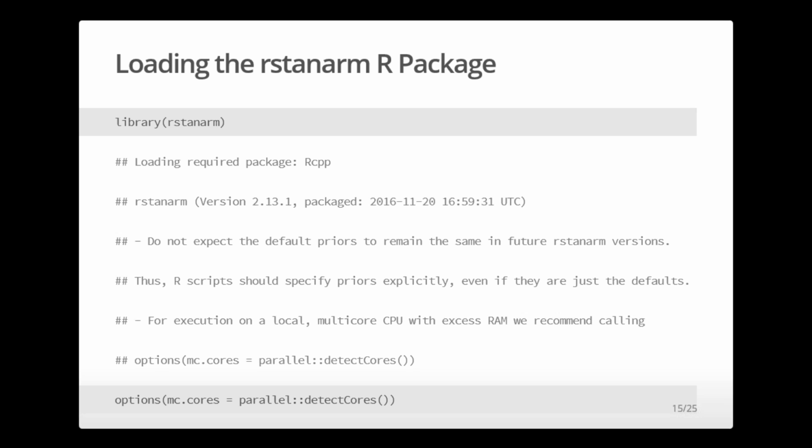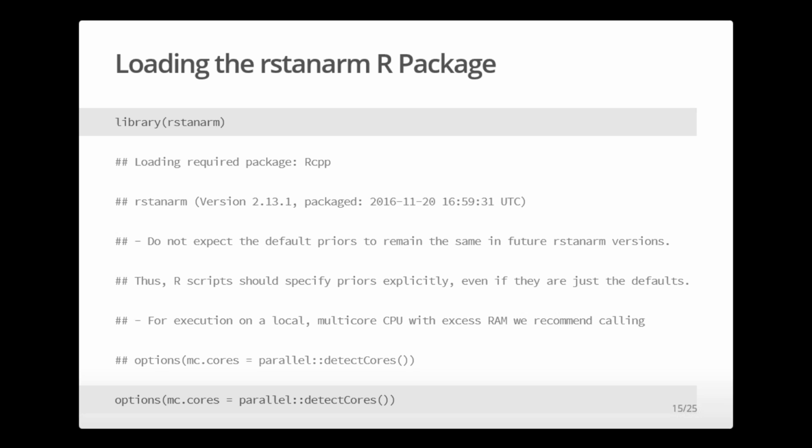And these should be heeded pretty carefully. So the first is to not expect the default arguments for the prior distributions to remain the same in future rstanarm versions. Almost all of the functions in rstanarm will have some default argument for the priors on the parameters in those models. And we've chosen defaults that we think are pretty appropriate for wide usage.